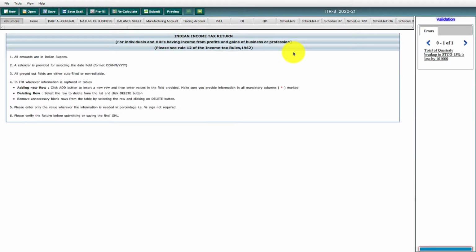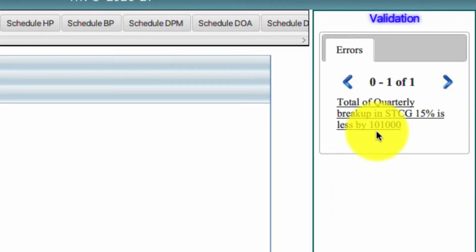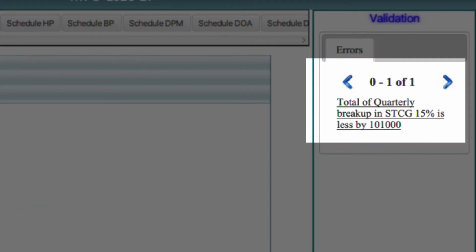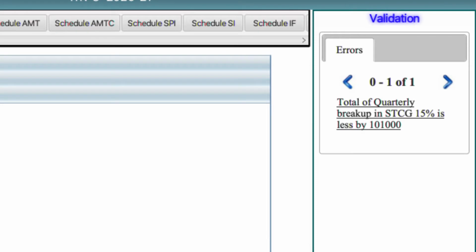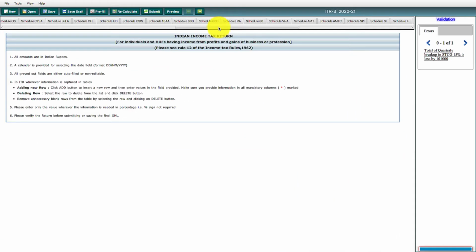Well, if you are watching this video, if you have arrived here, definitely you are getting an error which says total quarterly breakup in STCG 15% is less by XYZ amount, whatever the amount is. And it was so irritating for me because I spent a lot of time just figuring out where this was. Obviously, it is part of the capital gains because it talks about the STCG, short-term capital gains. So it has to be part of CG.